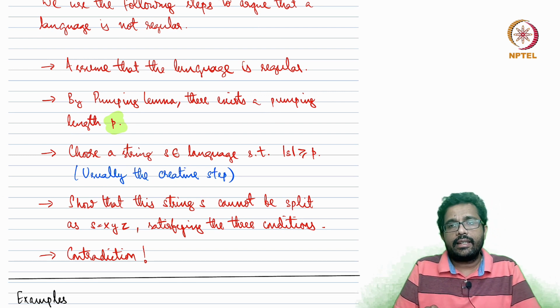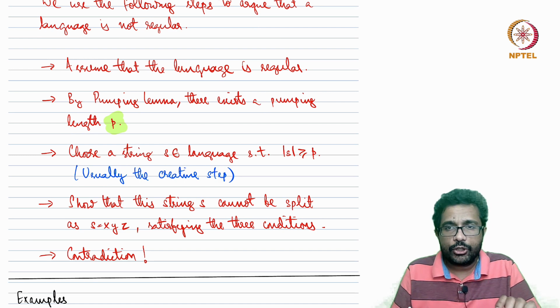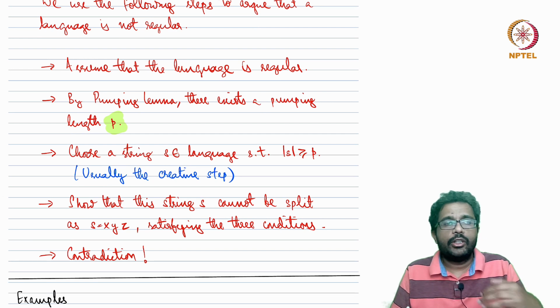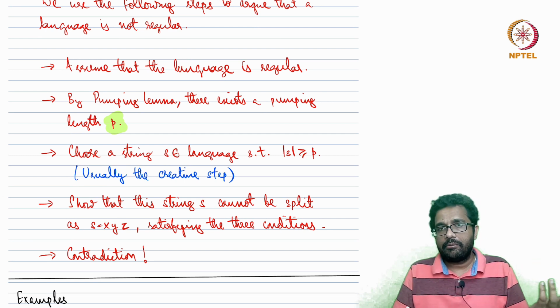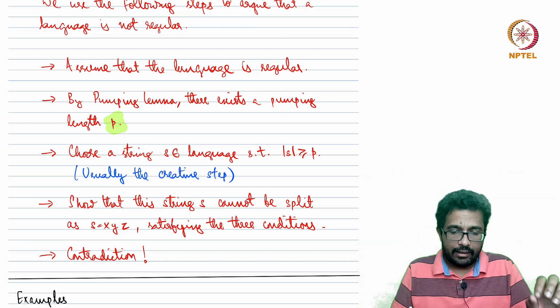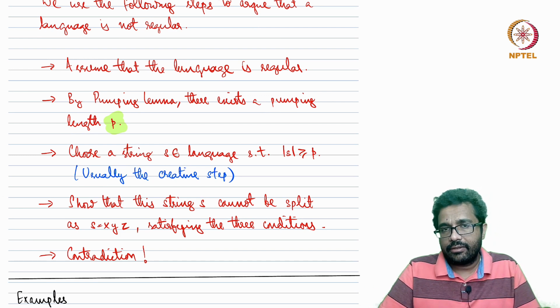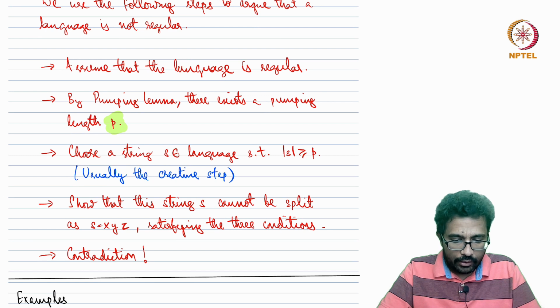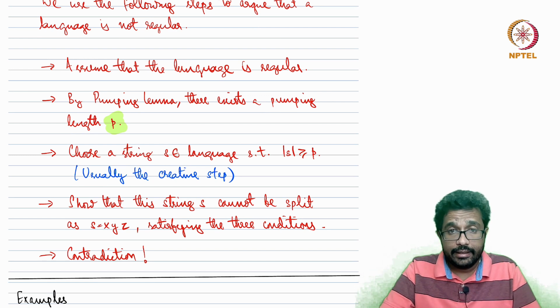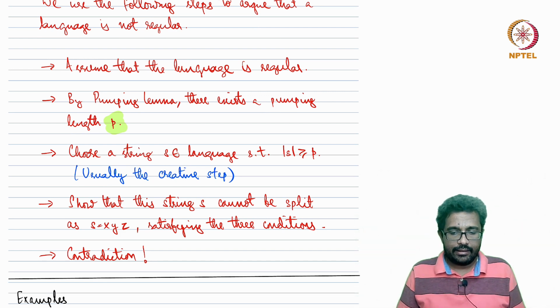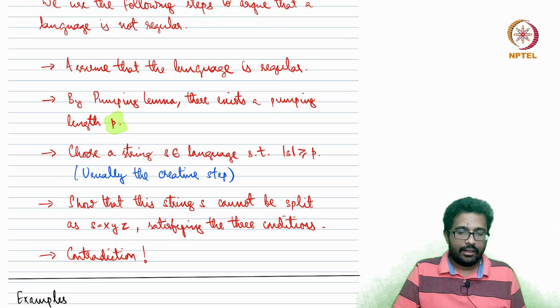Now choose a string in the language, and the string has to be of length at least the pumping length. Usually we don't know what the pumping length is. We can just assume that it is some variable, some parameter p. So this string can depend on p itself. It could have p in its description, even though we don't know what p is. You choose a string that is of length at least p and is in the language, and show that this string cannot be split as x, y, z satisfying the conditions of the pumping lemma.